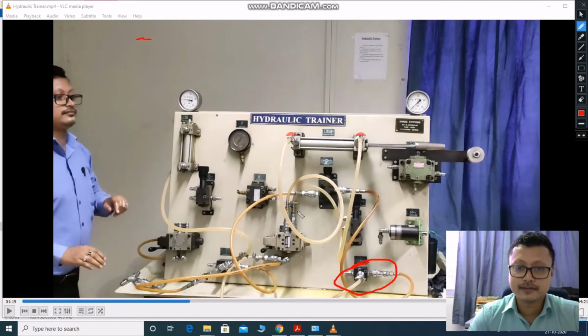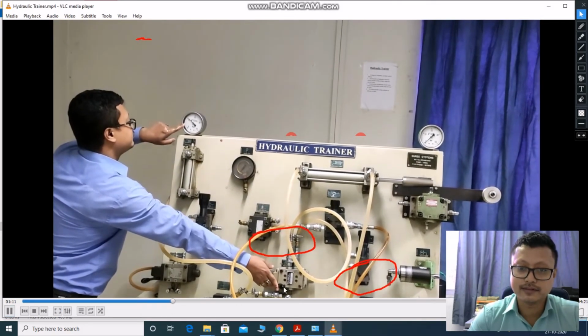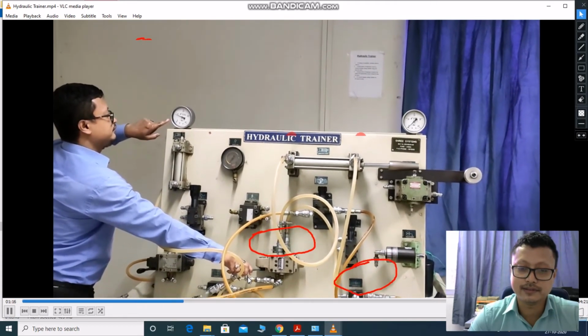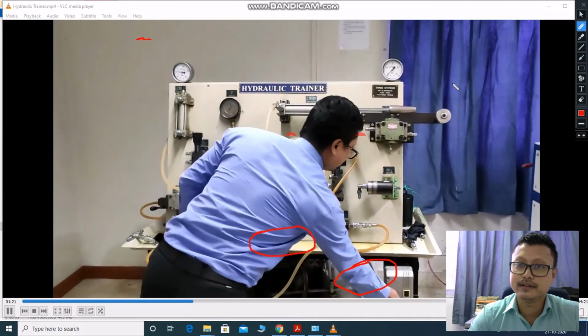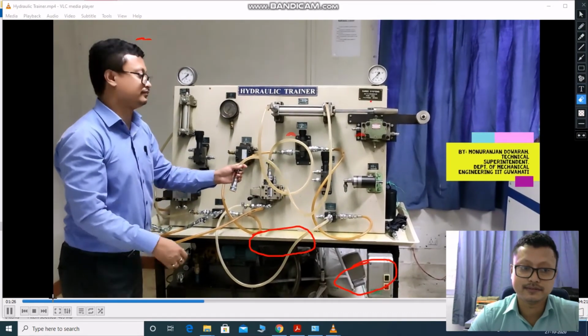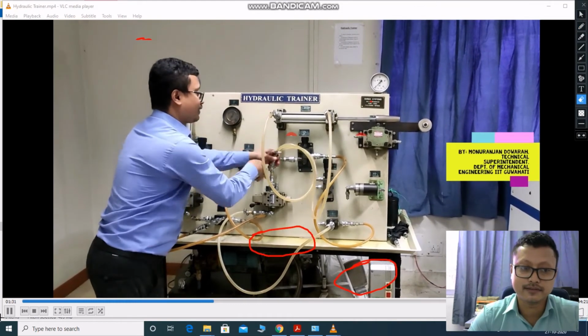Okay, so in this, by using a 4 by 3 directional control valve, you can achieve 3 positions. See, there are 3 positions. This one is position 1, this is position 2, neutral, and the third position where the cylinder will extend. Means by neutral position you can hold your double acting cylinder in between anywhere. Okay, this is the 4/3.